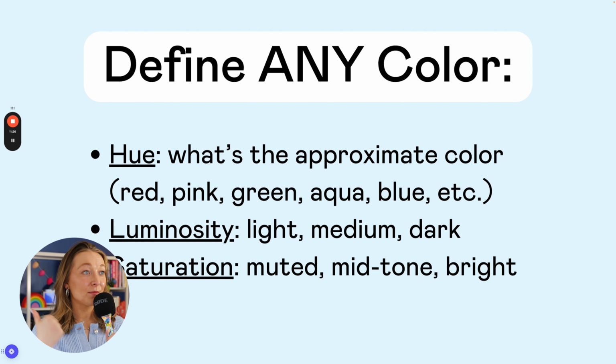So first, you want to describe the hue, meaning what's the approximate color? Are we working with something that's red, that's pink, that's green, that's aqua, you name it. Then we want to describe the luminosity, meaning is it light, is it medium, or is it dark? And then finally, we want to describe the saturation, meaning is it muted, is it midtone, or is it bright? And we're going to have some fun examples to play with.